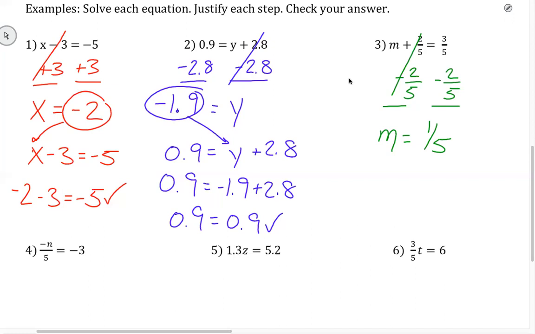Now number four is a little tricky because this negative is up top. So I'm going to move that negative down to the bottom, and I'm going to write this as n divided by -5 equals -3. Now how do I undo dividing by -5? I multiply by -5. And that gives me n equals 15.